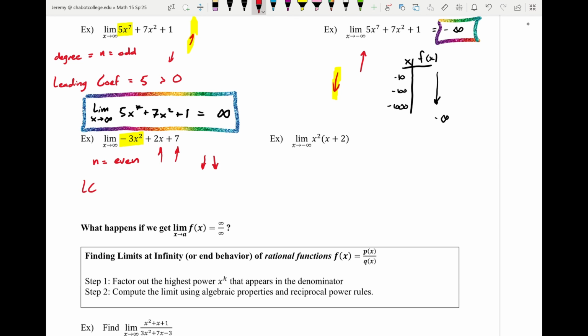Well, the leading coefficient in this case is -3, which is less than 0. That's a negative number. So that means that our end behavior is going to be down and down. So whether the limit is going to positive infinity or negative infinity, doesn't matter. It's going to be negative infinity either way. Okay, so this one, the limit as x goes to infinity of -3x squared plus 2x plus 7 is going to be equal to negative infinity based on the end behavior of the function.